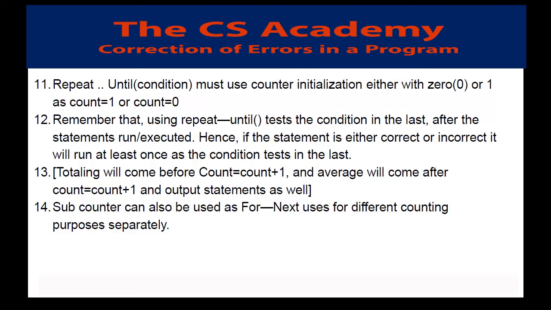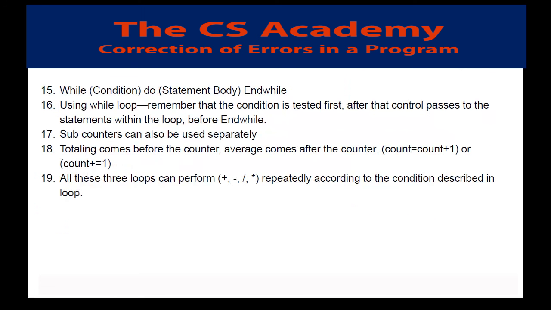This is the count equals count plus 1, which is the corresponding value of repeat until. If you have set the repeat until to run 100 times or 10 times, then count equals count plus 1 will proceed with the increments for 10 values, and when it comes to an end, the loop will discontinue, and the average will come after the count equals count plus 1.